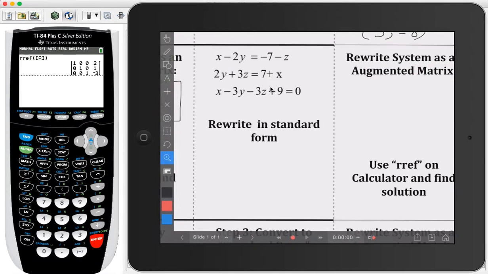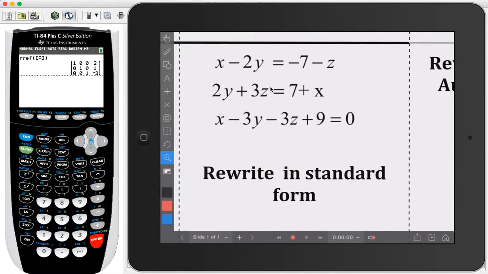Remember that your first step is always going to be to put the equations in standard form. So let me zoom in. If you look at the first equation, I have z on the other side, so I need to add z to both sides. Okay? So the first equation is going to be x minus 2y plus z equals negative 7. Now, have you noticed that I'm putting the variables in order? X comes first, and then y, and then z.